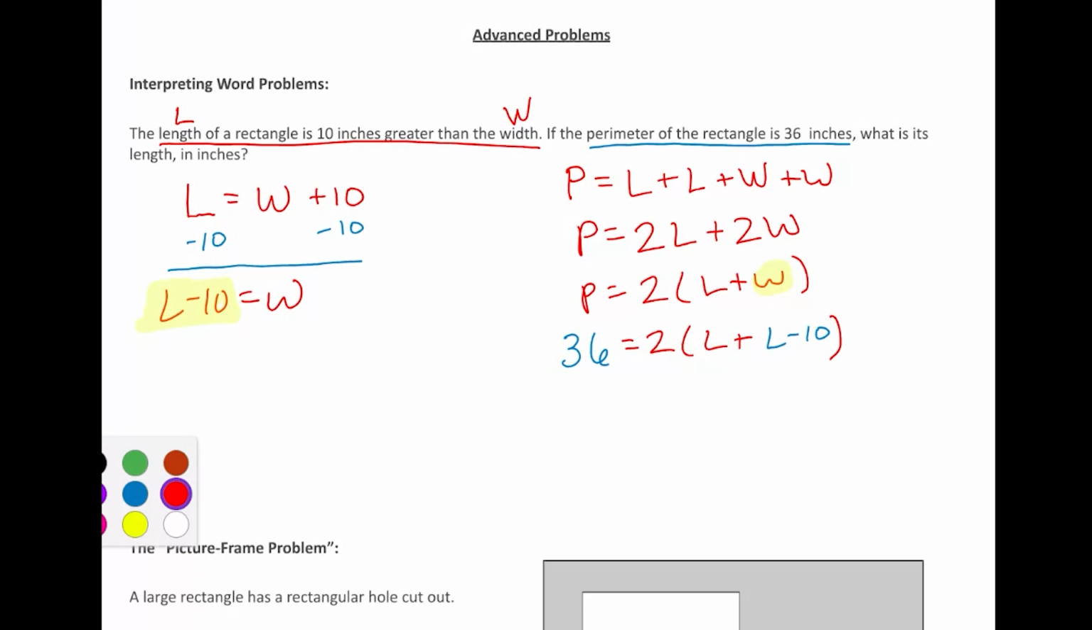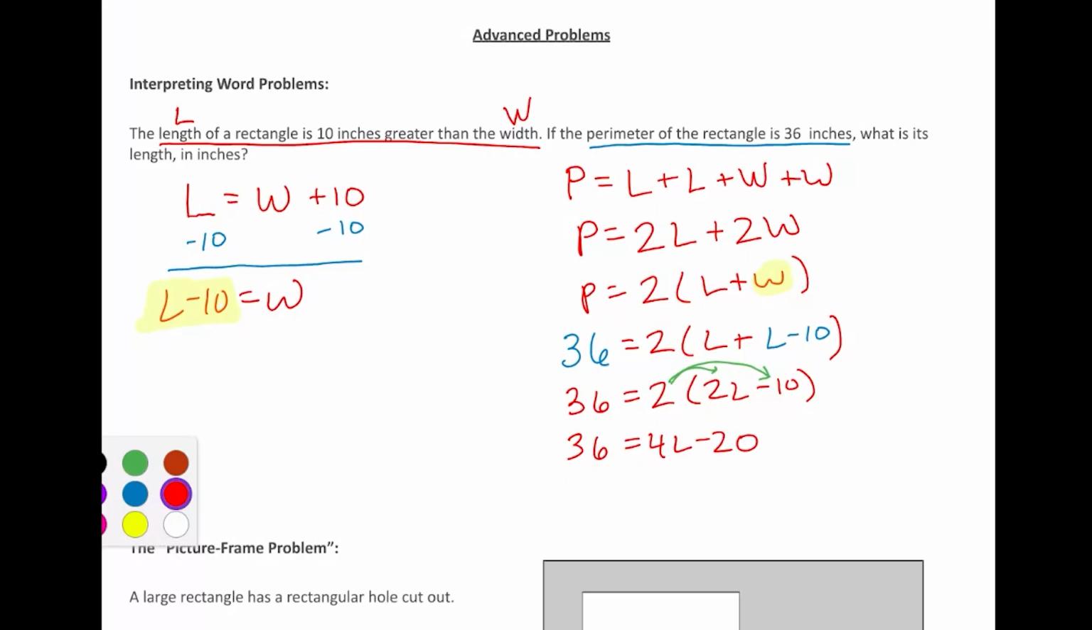Now we've got an equation that has just L as a variable. So now we can solve for the length. I'm just going to simplify what's inside those parentheses first. L plus L is 2L. So 2L minus 10 inside there. Then I can use the distributive property and multiply 2 by both 2L and negative 10 to get 36 equals 4L minus 20. And now we've turned this into a two-step linear equation.